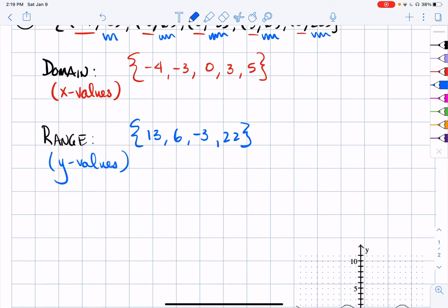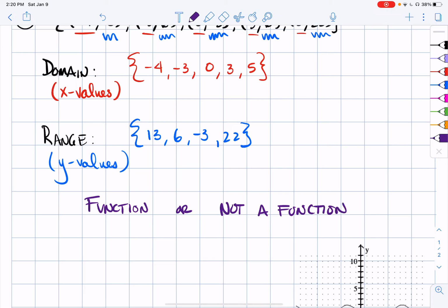Now, is it a function or not? All right, so the question is function or not a function, right? So the way we looked at function was we talked about food poisoning, right? One input ending up with two outputs is not a function. So one input resulting in two outputs, right?